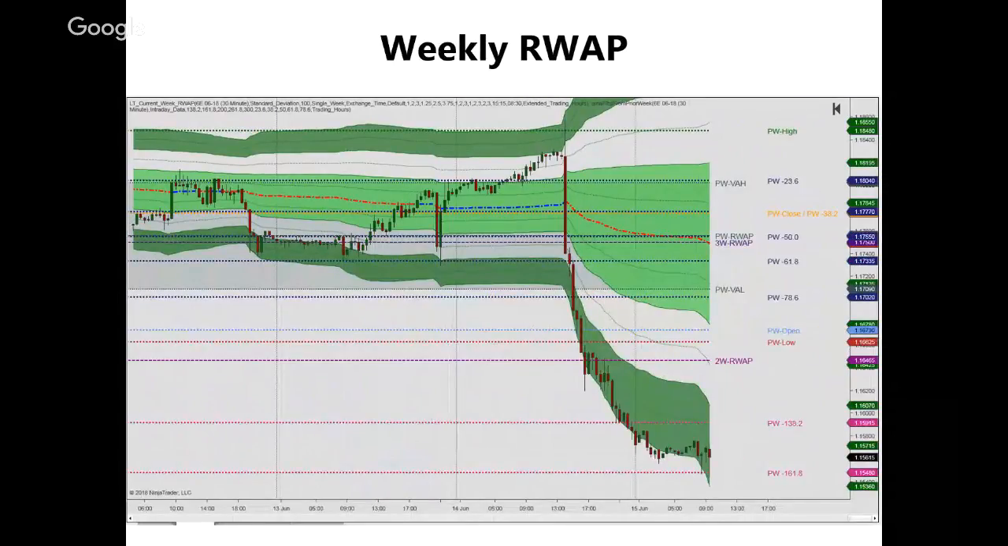Same story for the intermediate perspective, of course. We see that the prior week high was actually hit here before going into a nosedive and going through all the support levels. A little bit of a hesitation here at the prior week low and the RVAP level of 2 weeks ago, and then going all the way down to the 161.8 extension.